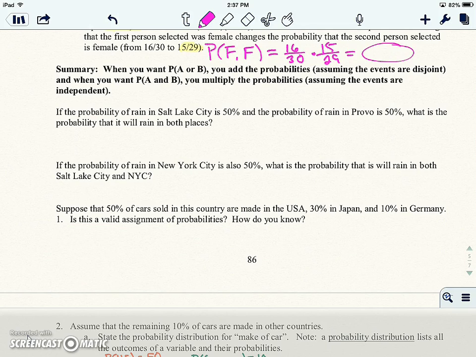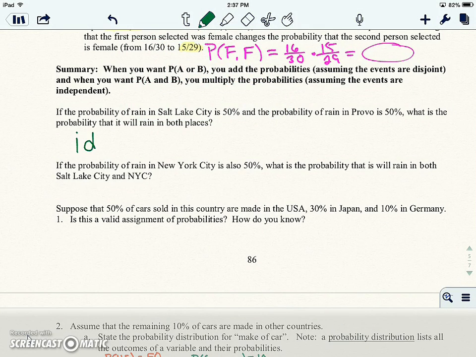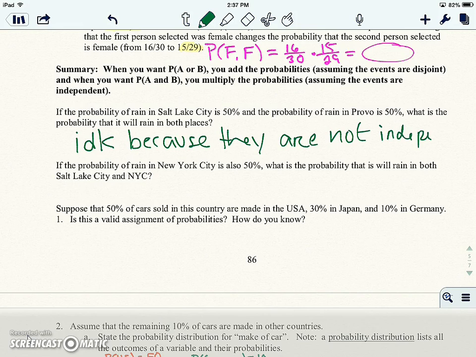And right now, all I can say is, I don't know, because they are not independent. Right? If it's raining in Provo, that storm may travel and end up in Salt Lake. So it increases the chance that it's going to rain in Salt Lake City. So we don't know the probability that it'll rain in both places.